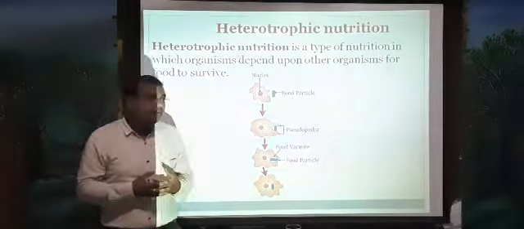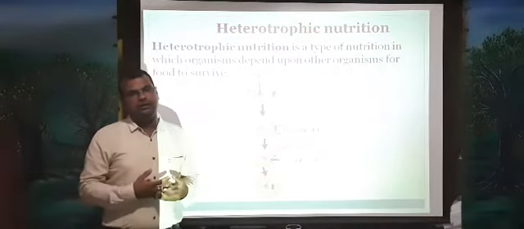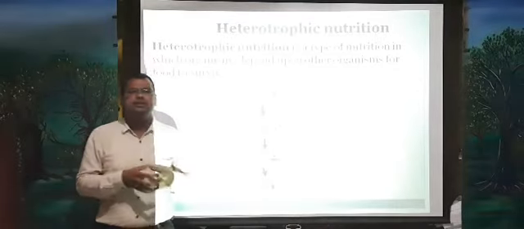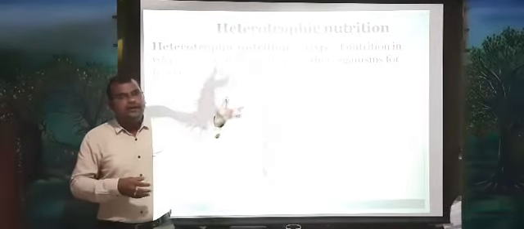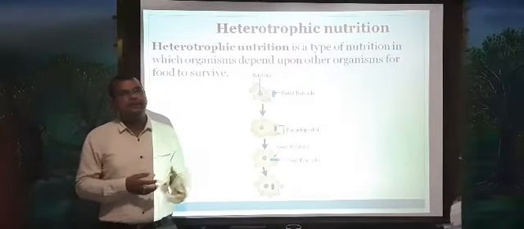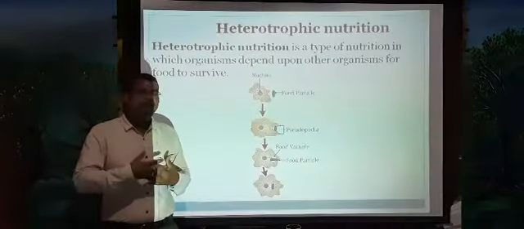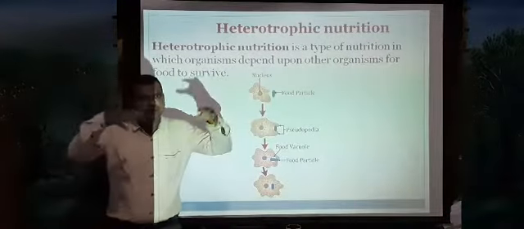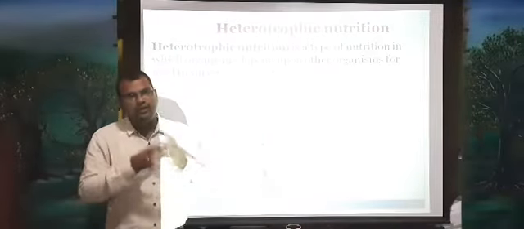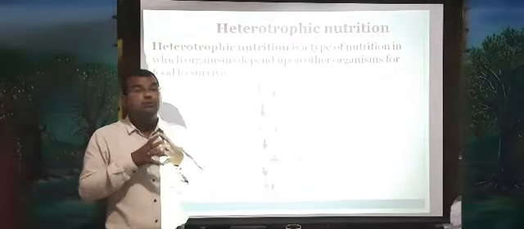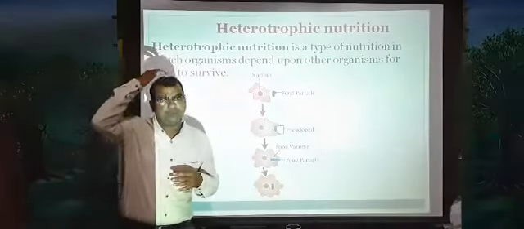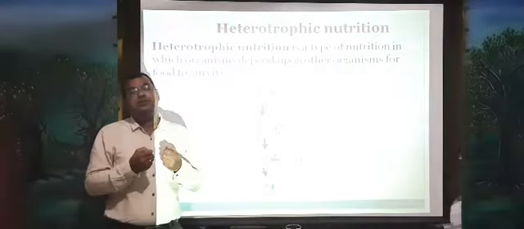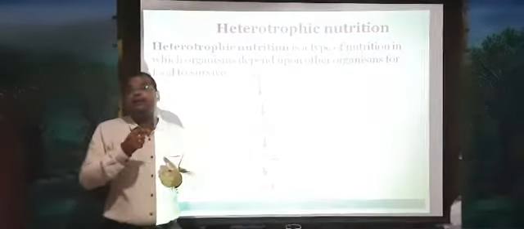Some organisms get food from dead and decaying matter; they are called saprophytes. Some organisms get food by hunting or killing other organisms, and some get food by cutting trees. But some organisms live on other organisms and get food from the host; they are called parasites. For example, the lice present on our head, in our hair, are parasites. They get the food from us.